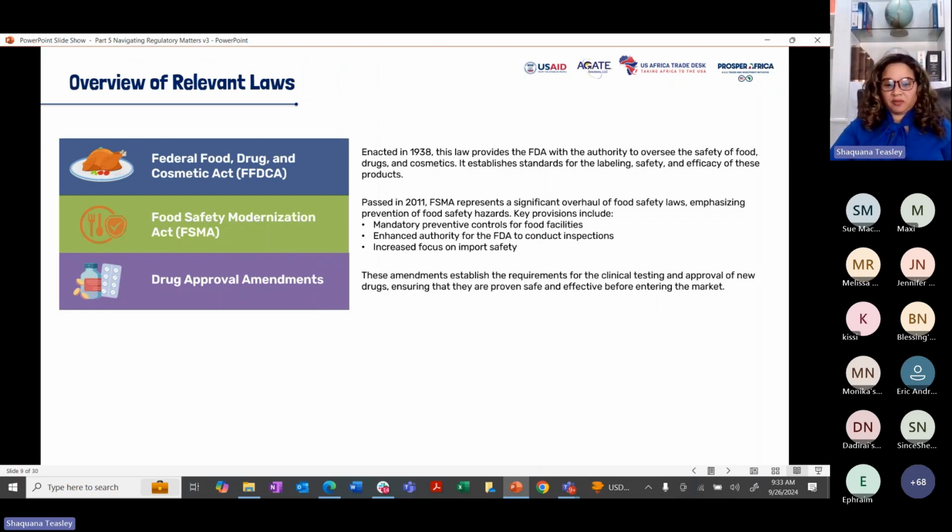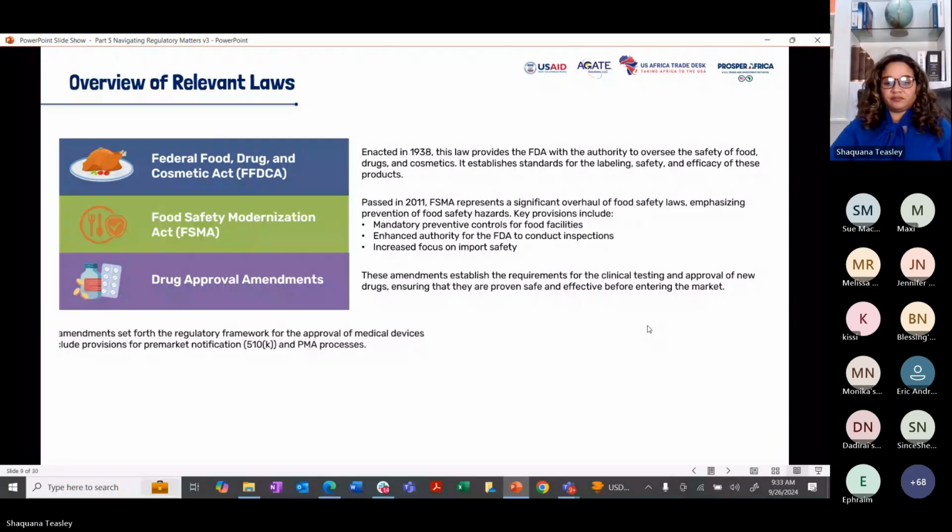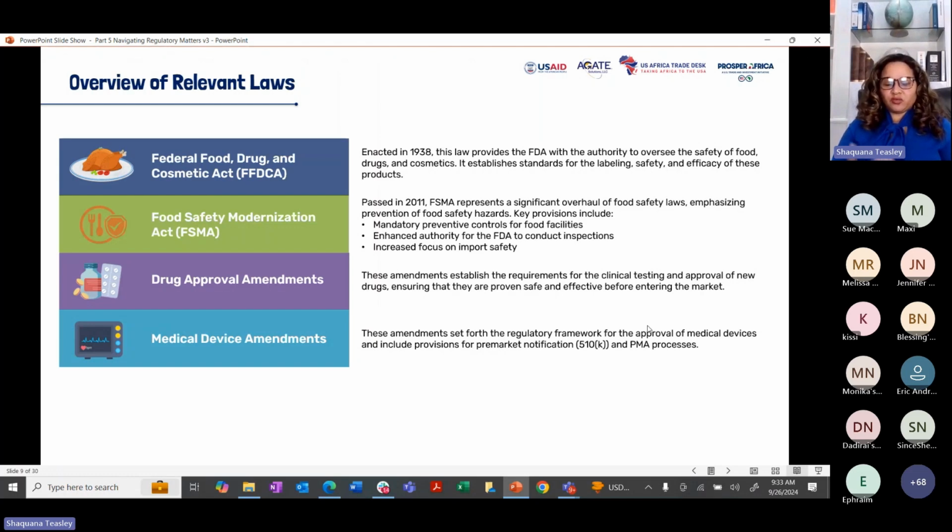Drug approval amendments. These amendments are established as requirements for the clinical testing and approval for new drugs. This is extremely important. We don't want to just consume new drugs, right? So if you're an importer or exporter, keep in mind that you need to allocate the necessary time to go through these approval processes. We want to make sure the drugs are proven safe before they actually enter the market.